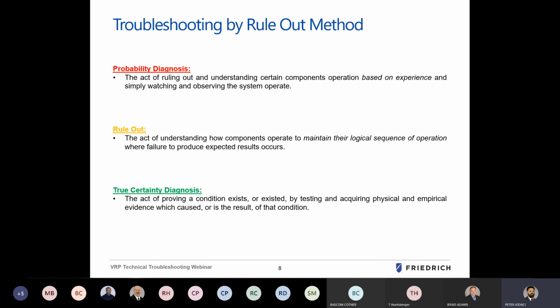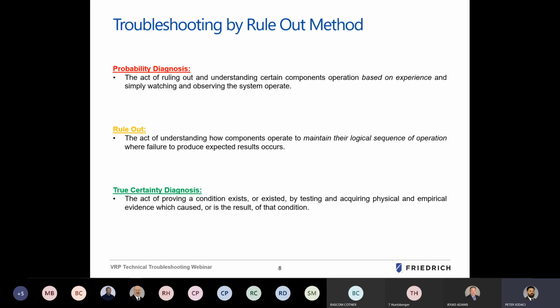And then the true certainty diagnosis is the act of proving a condition exists or existed by testing and acquiring physical and empirical evidence which caused or is a result of that condition. So it turns out that you decided to get an ohm value for your compressor, you decided to get an ohm value for your outdoor fan, and both of those turn out to be okay. And then we come to a true certainty diagnosis that it is the driver of those components, which is the MCS board, which is not operating properly, which is the reason why your unit isn't operating.